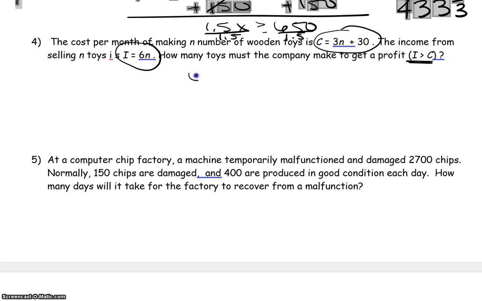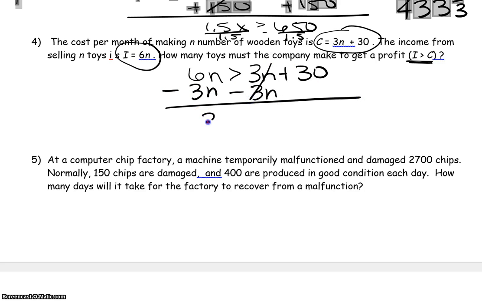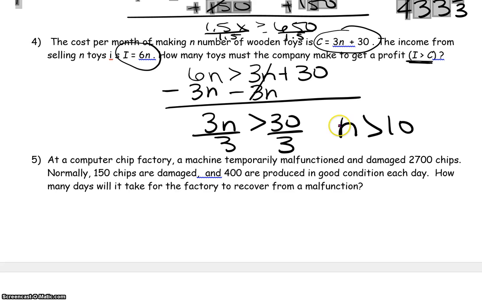So income is 6n. And then it says is greater than the cost, and the C is 3n plus 30. So now it looks like something we can solve. Minus 3n on this side, minus 3n on this side. You're left with 3n is greater than 30. Divide by 3, divide by 3. N has got to be greater than 10. So you can plug in any number for n as long as it is greater than 10.